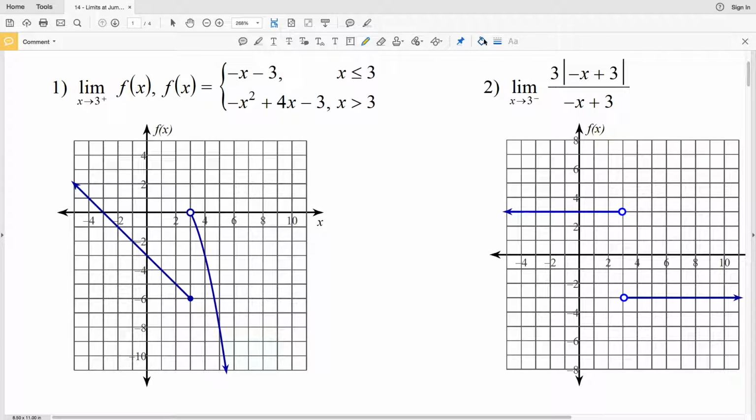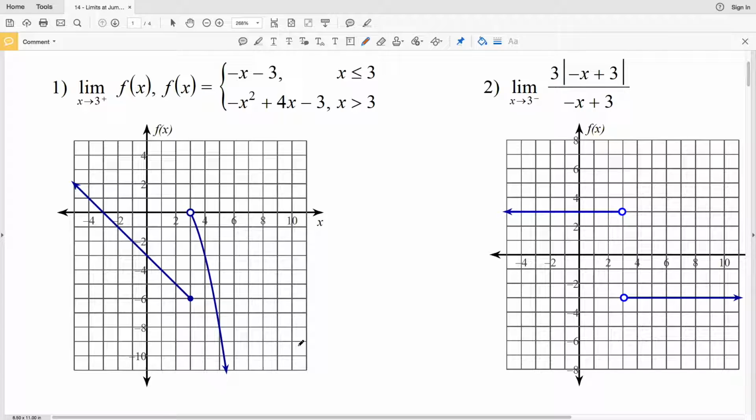In number 1, we're evaluating the limit of f of x, where f of x is the piecewise function negative x minus 3 for values where x is less than or equal to 3, and negative x squared plus 4x minus 3 where values of x are greater than 3. And we're evaluating that limit as x approaches 3, and there's a positive after that. So as x approaches 3 from the positive side, or from the right.